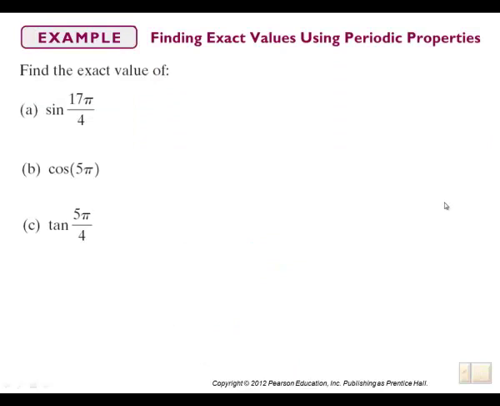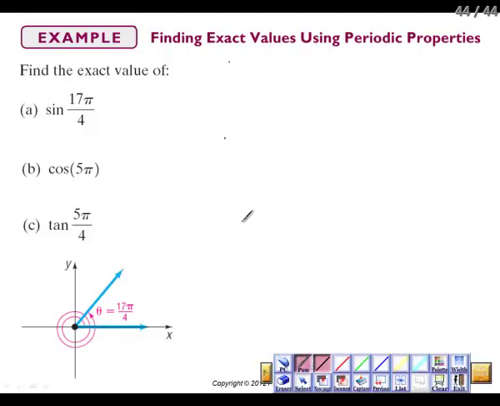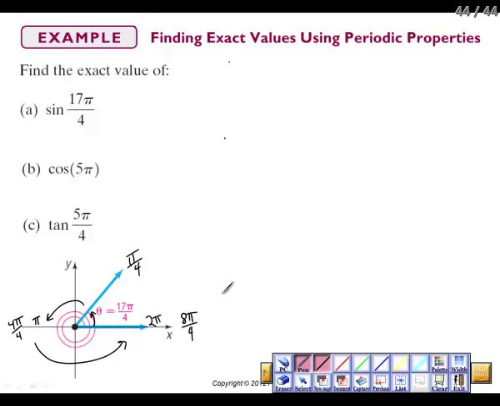Okay, find the exact value for sine of 17 pi over 4. So basically, you're going 1 revolution, this would be 2 pi, 4 pi. Okay, so we're looking at this 1 revolution here. This is pi over 4. Well, if we keep going to pi, this would be the same thing as 4 pi over 4. And if we keep going to 2 pi, that's the same thing as 8 pi over 4.